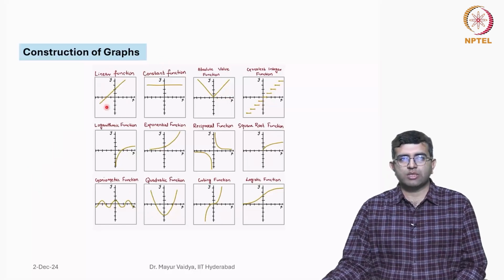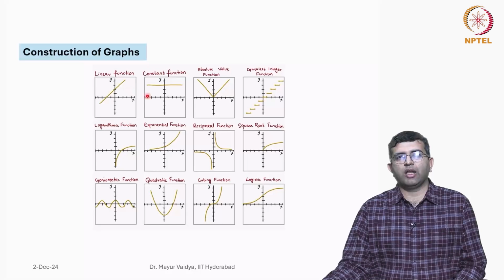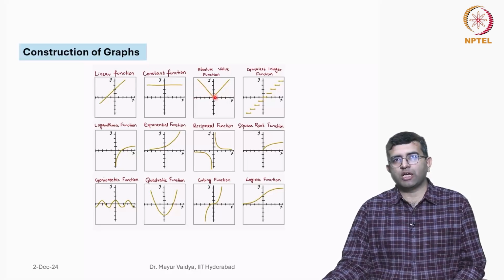For example, this is the simplest, the straight line. Here it is a constant function. This is an absolute value function. So, you see this absolute value function is always positive, because even for minus x the value is actually positive. So, this is like a y equal to mod x function.